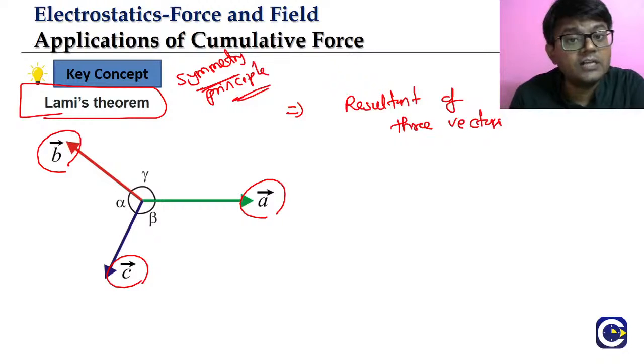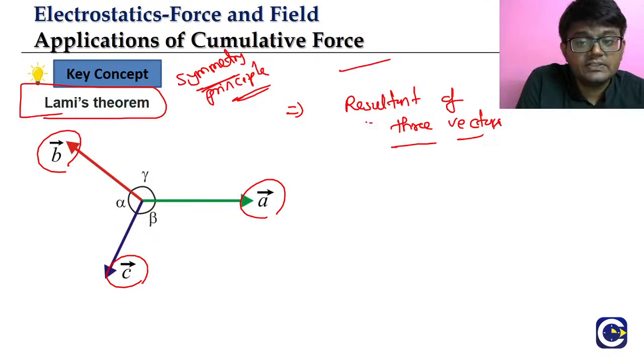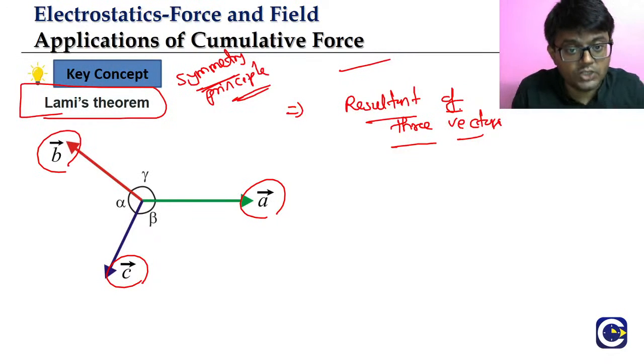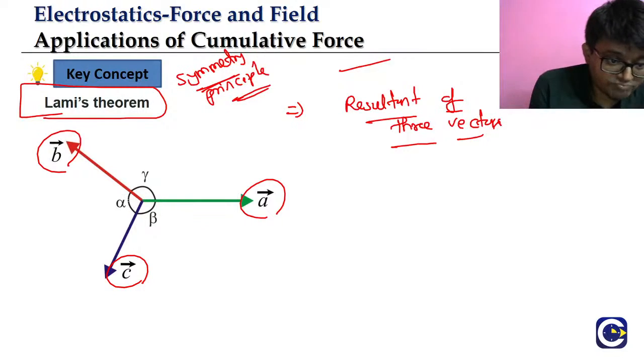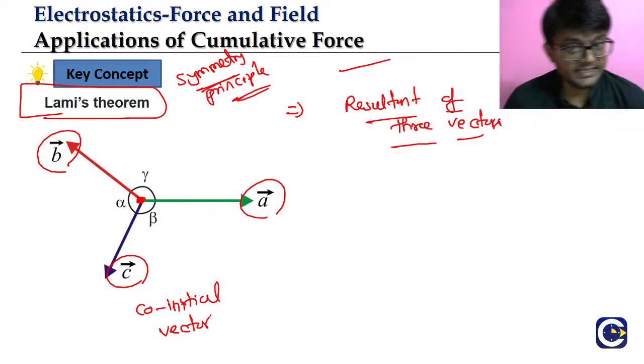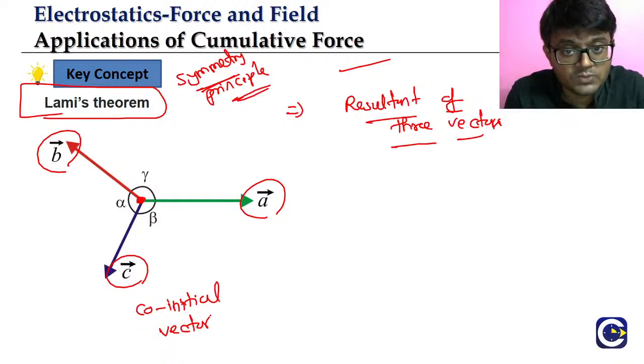Look here, I did not say 3 equal magnitude vectors. I just said it is a concept to get the resultant of 3 vectors. They need not be equal. The vectors need not have the same magnitude. Okay? We are arranging the vectors as co-initial vectors. Do you know what co-initial vectors are? All the vectors have the same starting point.